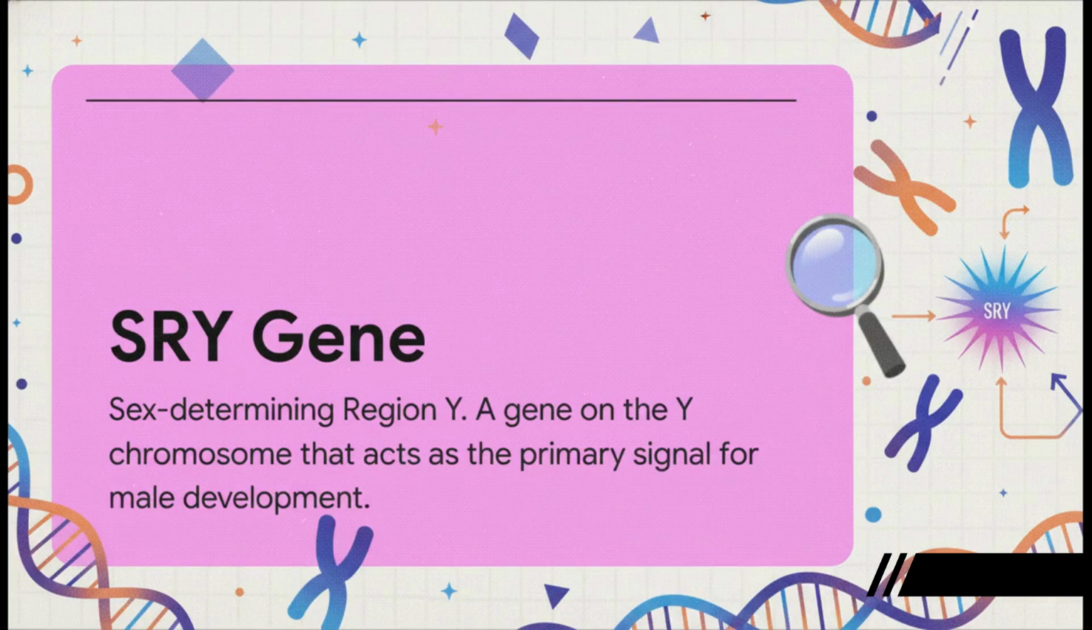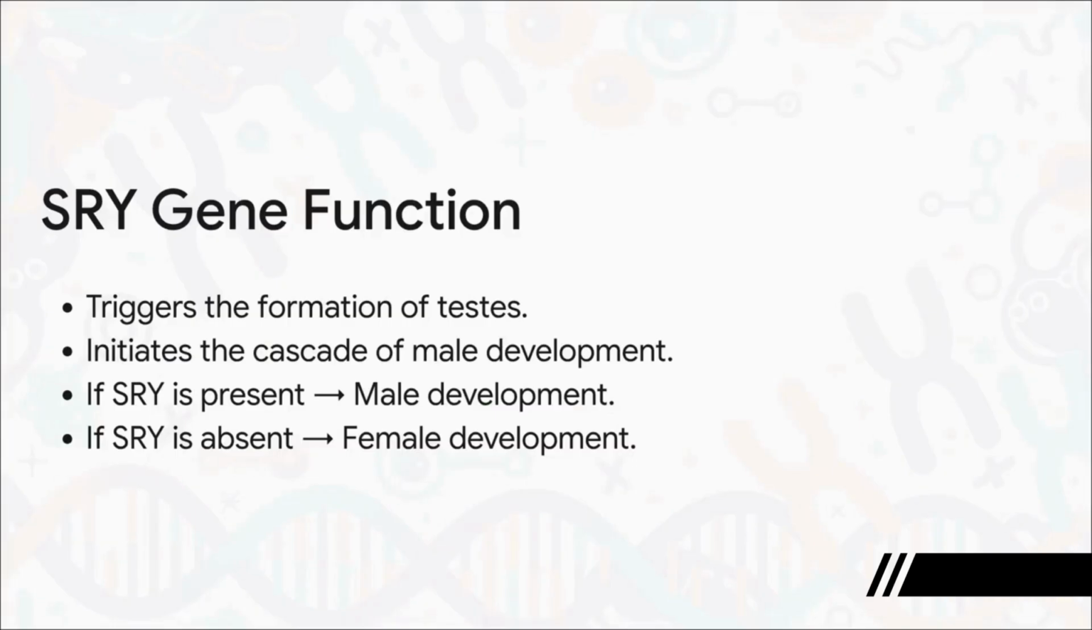If it's there, one path is taken. If it's not, a completely different path is taken. So here's how that switch works. If an embryo gets a Y chromosome, it gets the SRY gene. That gene flicks the switch to on, and the first thing that happens is the body starts to form testes. Then, those testes start pumping out hormones that basically direct the whole project of male development. But what if there's no Y chromosome? Well, then there's no SRY gene. The switch never gets flipped. It stays in the default off position, and the embryo develops as a female. It's actually a pretty simple but incredibly powerful system.